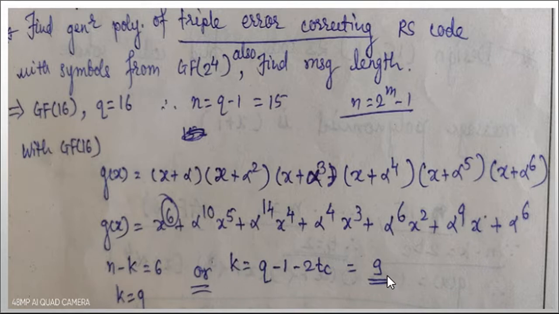So this particular code, when we solve it, we are able to justify that it is nothing but a 15 comma 9 RS code. That is ultimately what the RS encoding means.